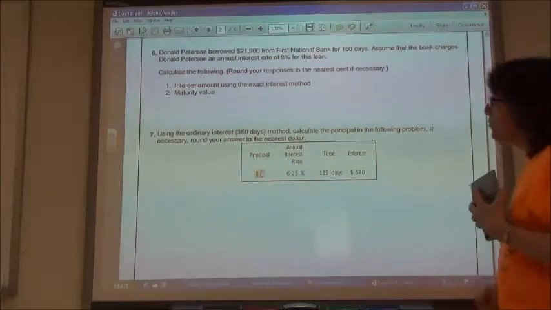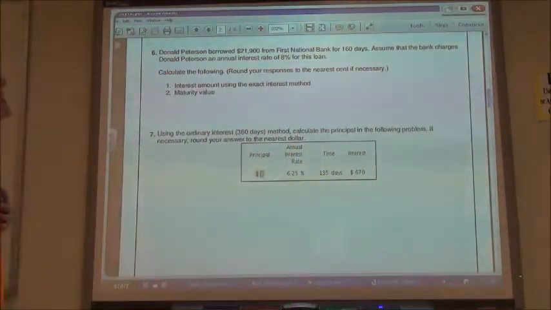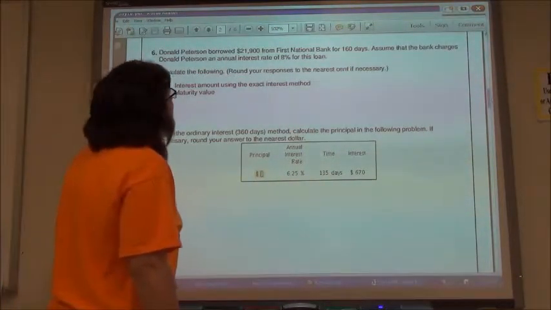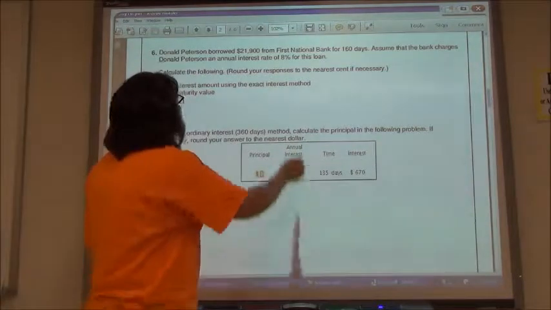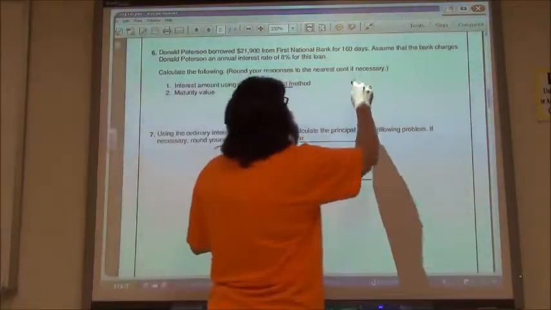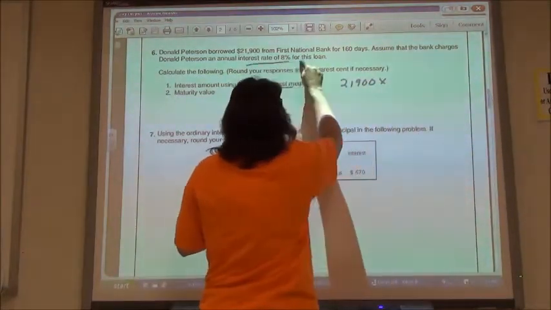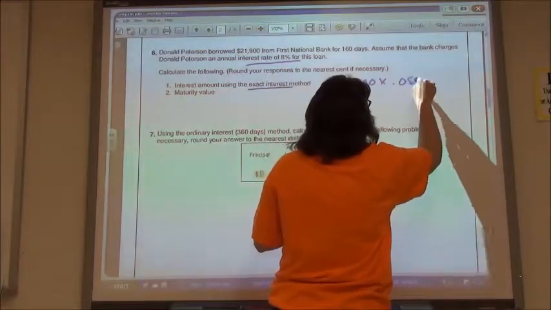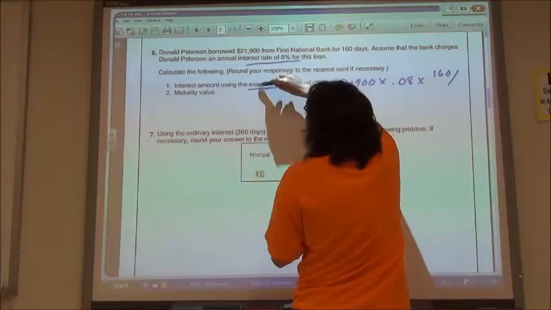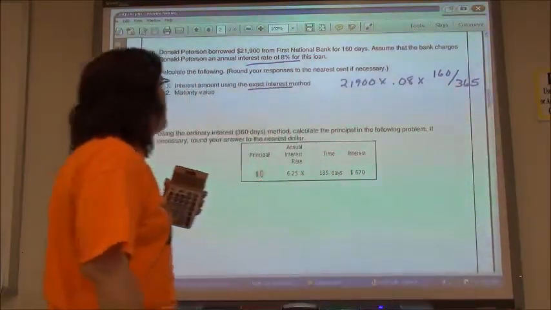Number 6, Donald Peterson borrowed $21,900 from First National Bank for 160 days. Assuming the bank charges Donald Peterson an annual interest rate of 8% for this loan, calculate the interest using the exact interest method. And so I have $21,900 for my principal, 8% annually, so 0.08. My time, 160 days. I'm using exact, so there are exactly 365 days in a year.